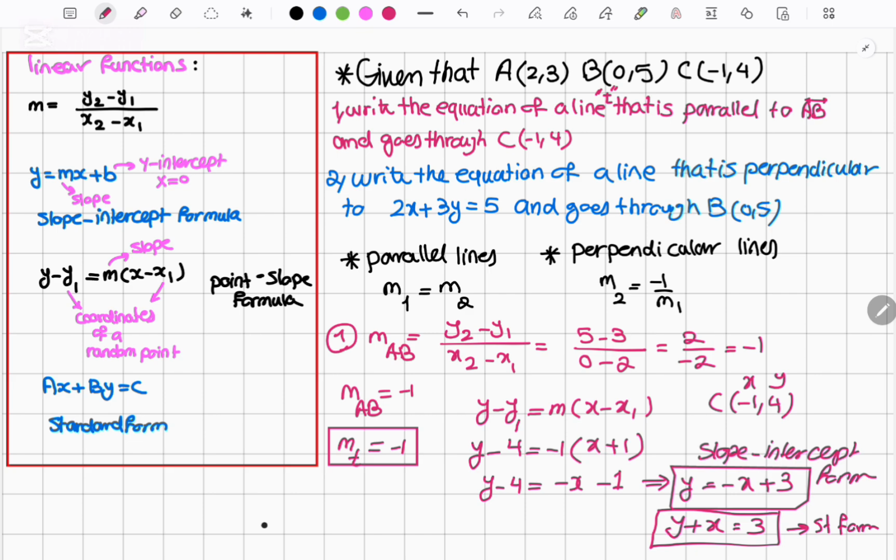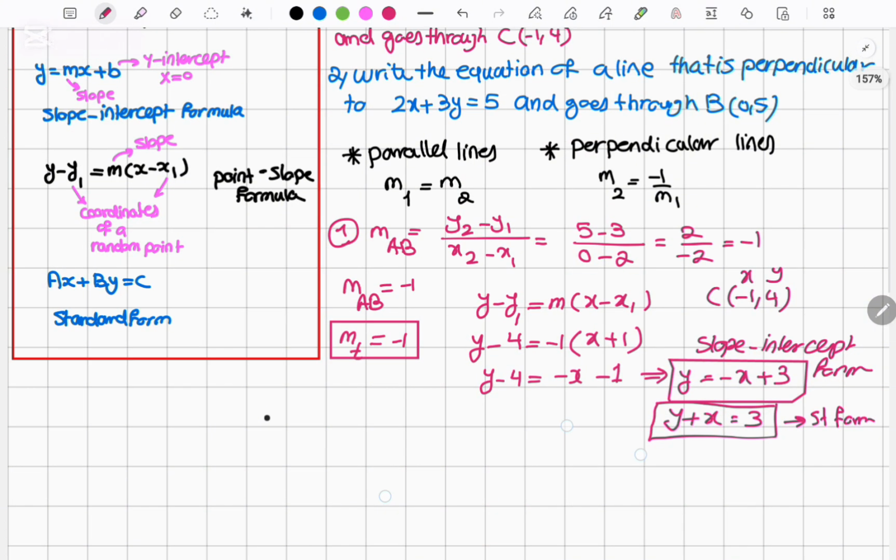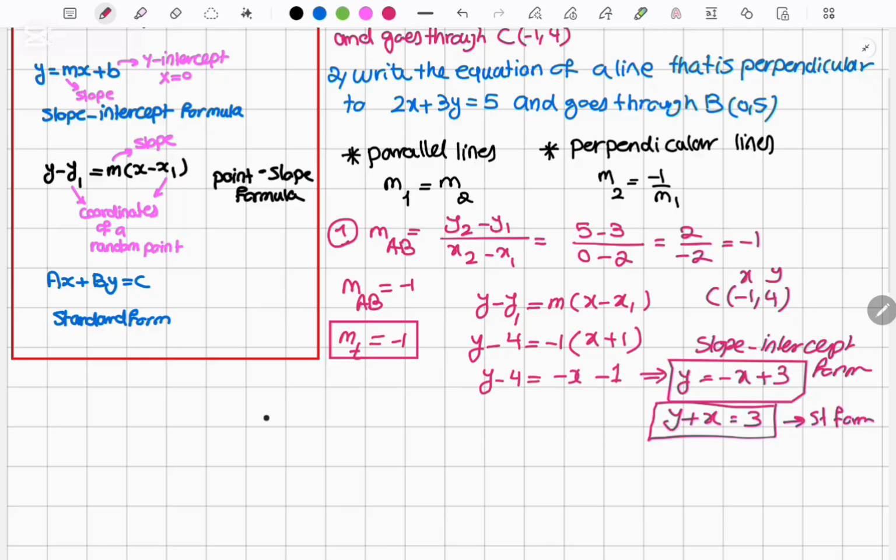So I'm going to do question number 2. Write the equation of the line that is perpendicular to line 2x plus 3y is equal to 5. As I said, if two lines are perpendicular, then they're going to have opposite reciprocal slopes. So the very first thing, in order to write the equation of the line, let's name it L because the previous one was T, is that I have to find its slope. To find its slope, I have to find the slope of this line first.